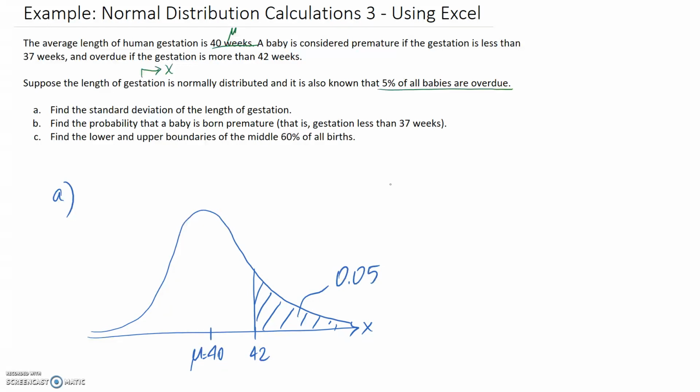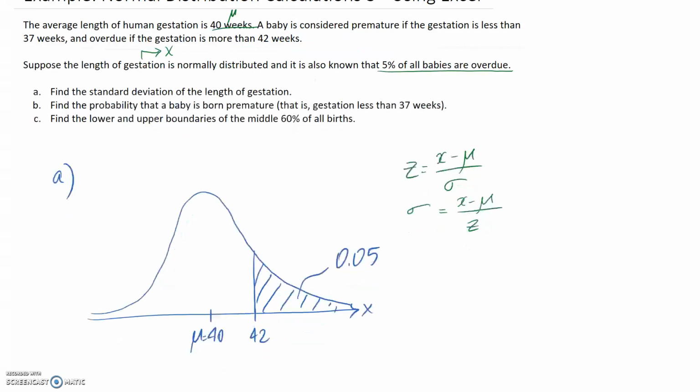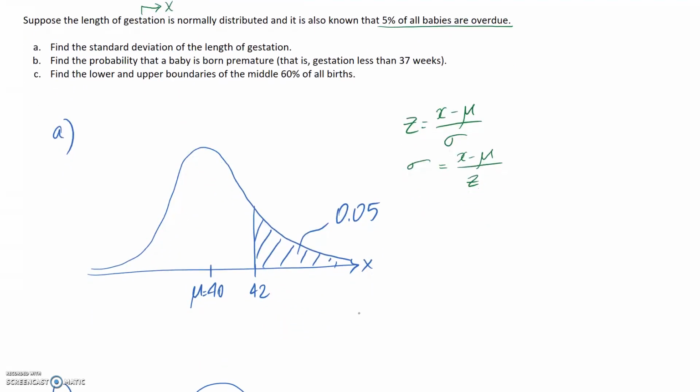So in order to get the standard deviation out, we need to use our equation that converts between a z-score and the x values, the actual length of gestation. And if we rearrange this for standard deviation, we get that. So x, we already know that is 42. The mean we know, that's going to be 40. It's just the z value that corresponds to 42 that we need to figure out. And that's what we're going to verify with Excel.